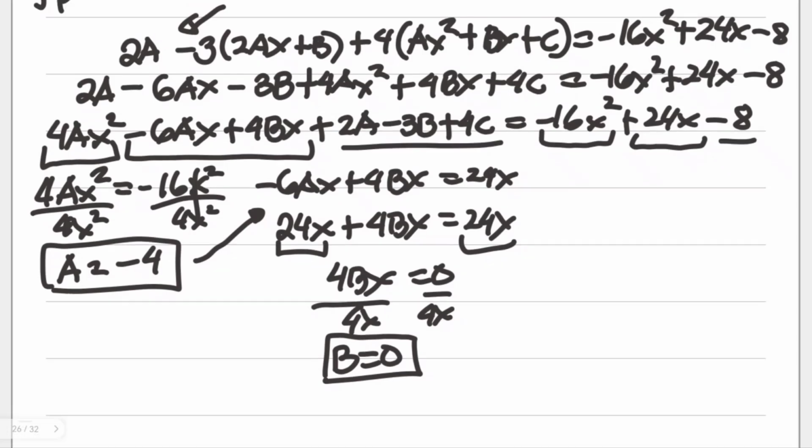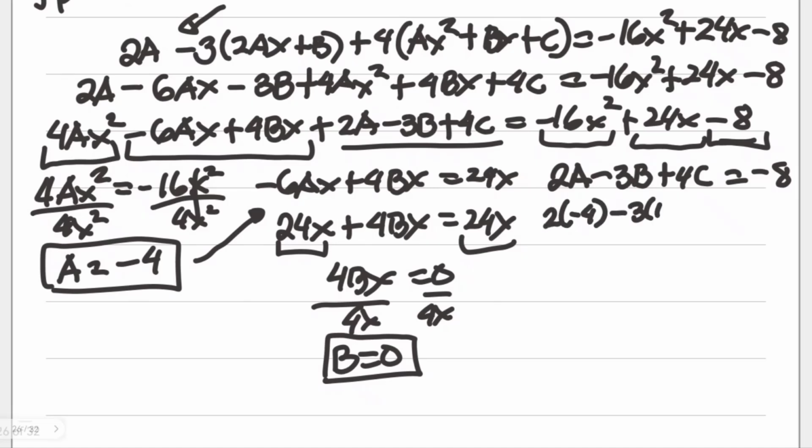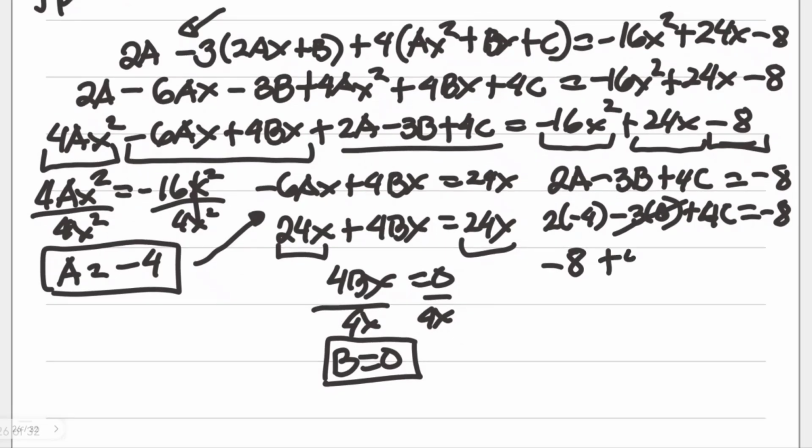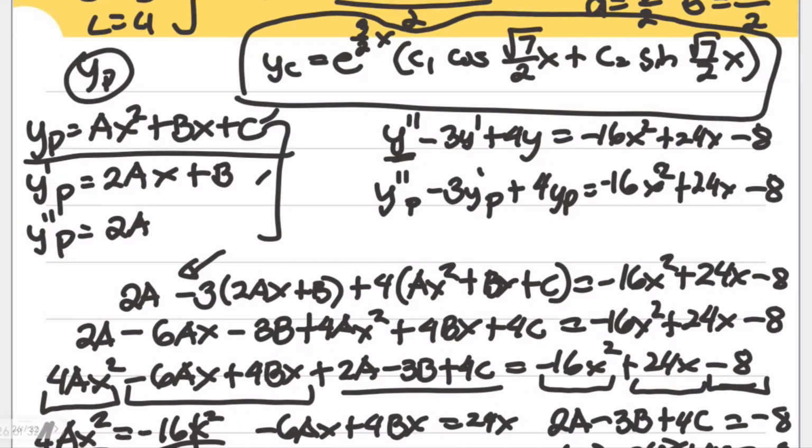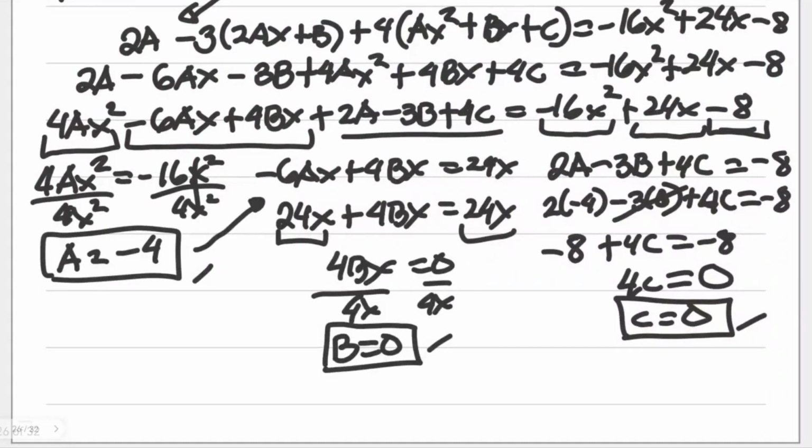The last pair now is 2a minus 3b plus 4c is equal to negative 8, as this is the constant here. So by substituting a and b, you have 2 times negative 4 minus 3 times 0 plus 4c is equal to negative 8. This is negative 8, that's 0, plus 4c is equal to negative 8. Of course, 4c is 0, so c is also 0 here. We now have a, b, and c. And take note that our y sub p is expressed in this manner. Hence, we will have the final form for our y sub p.